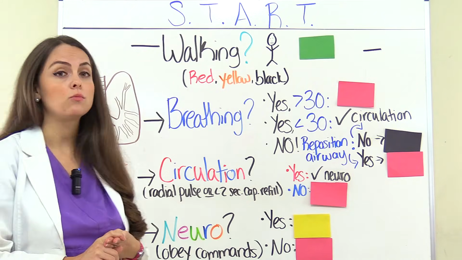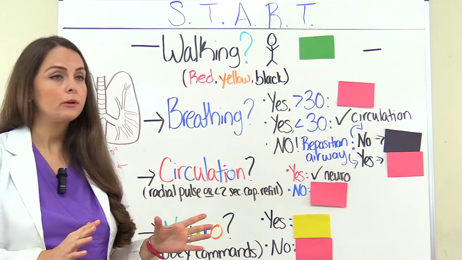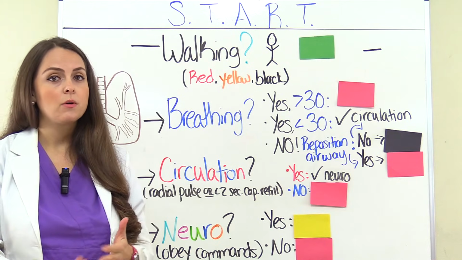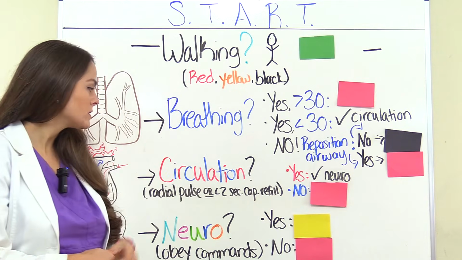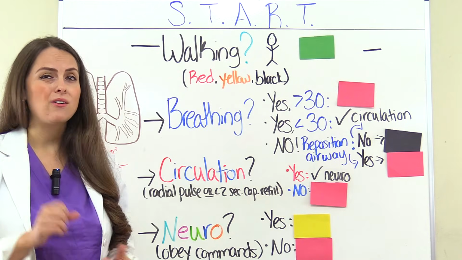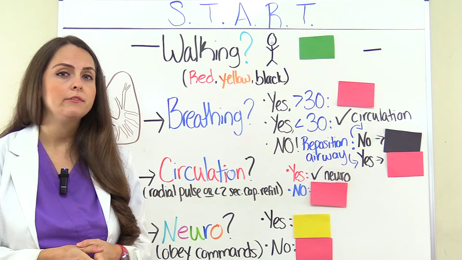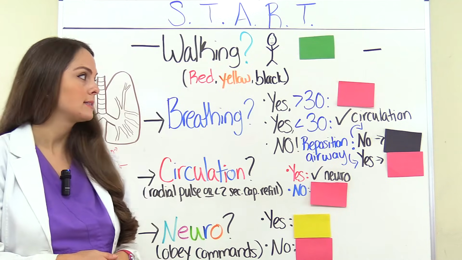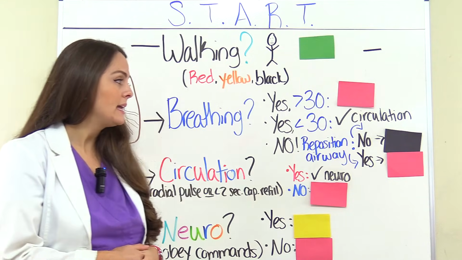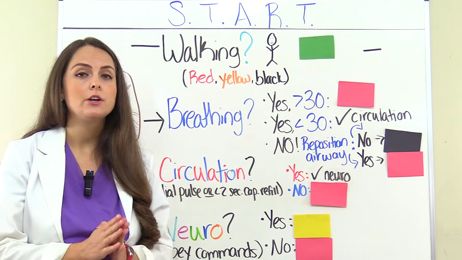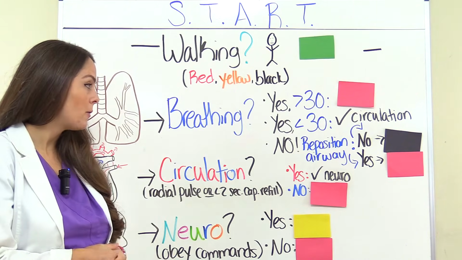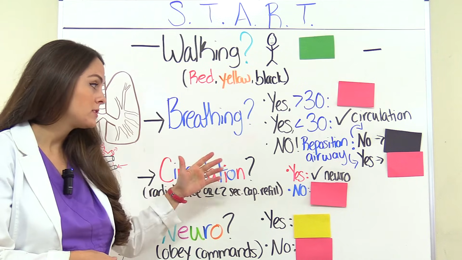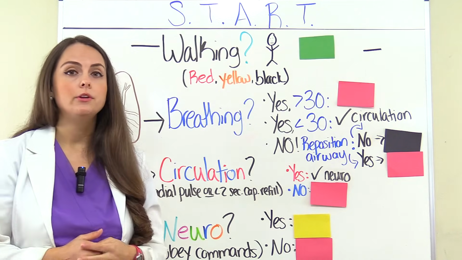Patients who are going to be tagged red are patients who are breathing but their respiratory rate is greater than 30. Or they weren't breathing at first, you reposition their airway, and then they have spontaneous breaths. Also, if their circulation is not present, they don't have a positive radial pulse, or their capillary refill is greater than 2 seconds, or if they're unable to follow your commands. The patient will be tagged black if they're not breathing, even when you reposition their airway. And they will be tagged yellow if they do have breathing, they're breathing less than 30, they do have circulation, and they're able to follow your commands.